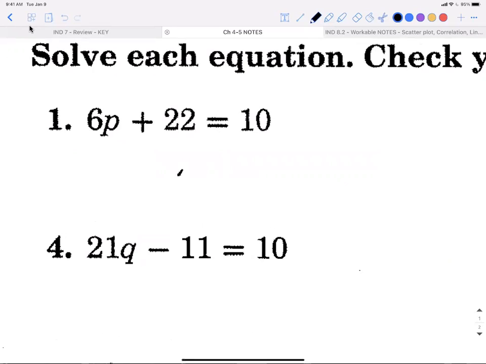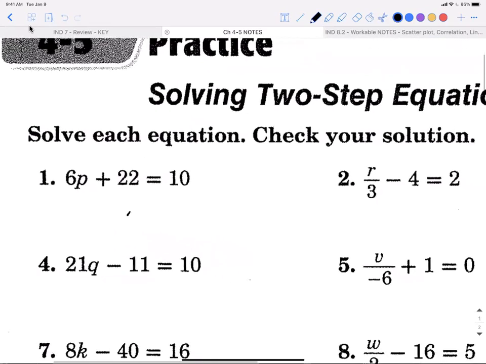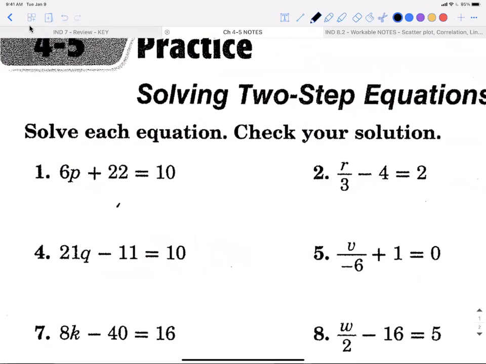So we'll do example number 1. 6P plus 22 equals 10. And again, on every single one of these, notice your instructions: solve each equation, check your solution. So this is just like 4.3 and 4.4, where you have to solve it. Then you've got to plug in your answer for the variable and get it all the way down to, in this case for number 1, 10 equals 10 to call it checked.